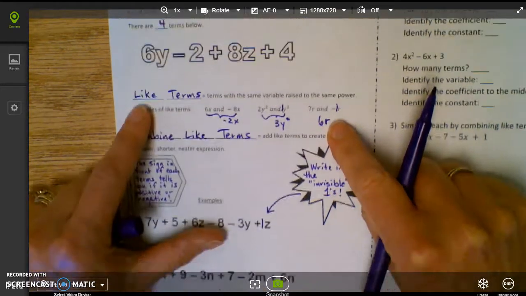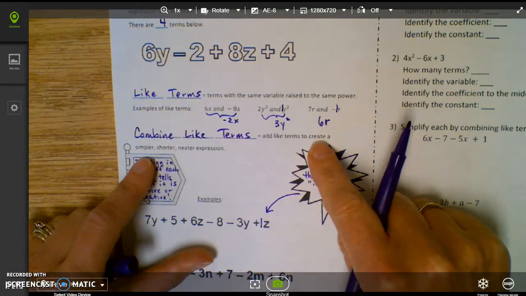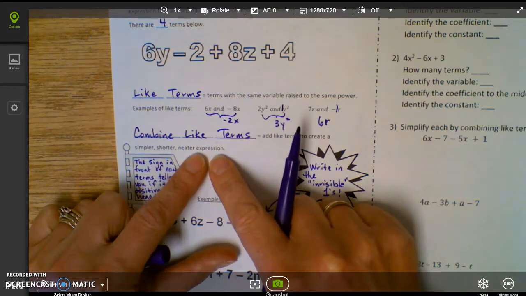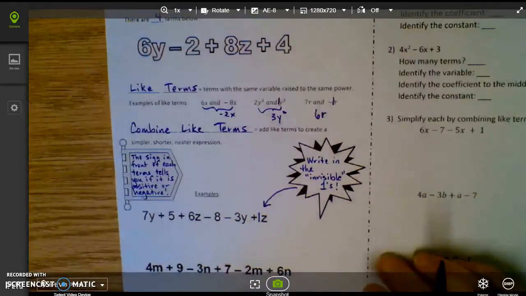And again, this is just called combining like terms because in math we like to add terms together to create a simpler, shorter, neater algebraic expression that doesn't take up as much space. So that's the process that we're working on here.